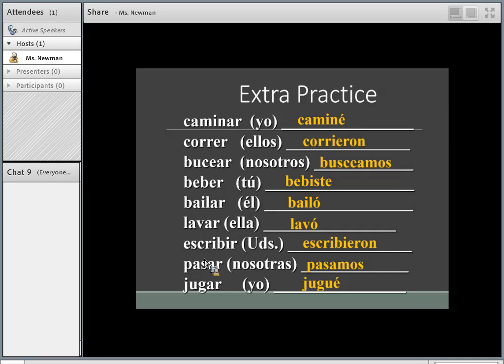Jugué. Now you will notice that the nosotros form in the preterite is going to be very similar to the nosotros form in the present tense, and that's okay. It would be completely understood in context when you're speaking to someone, if it happened yesterday or in the present. Just like in English, for example, the word read or read is spelled the exact same way, but we understand which one it is in context, especially when we're reading.